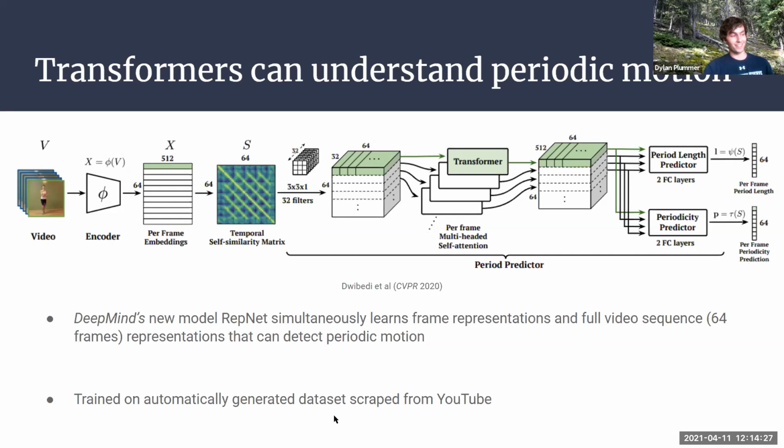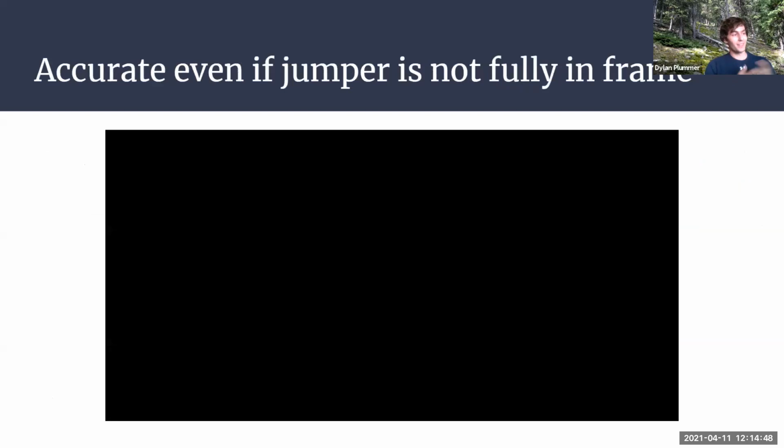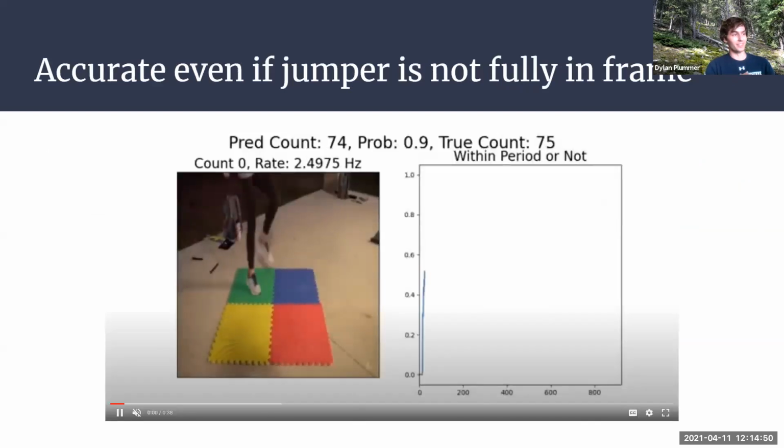And interestingly, they actually trained this entire model on an automatically generated data set. They would scrape videos from YouTube and then just play them forward and backward a bunch of times to generate fake periodic motion. And so this whole model can be thought of as a single function that is end-to-end differentiable, and then you can just train it using some sort of stochastic gradient descent method. So that's when we have some demos to get into.